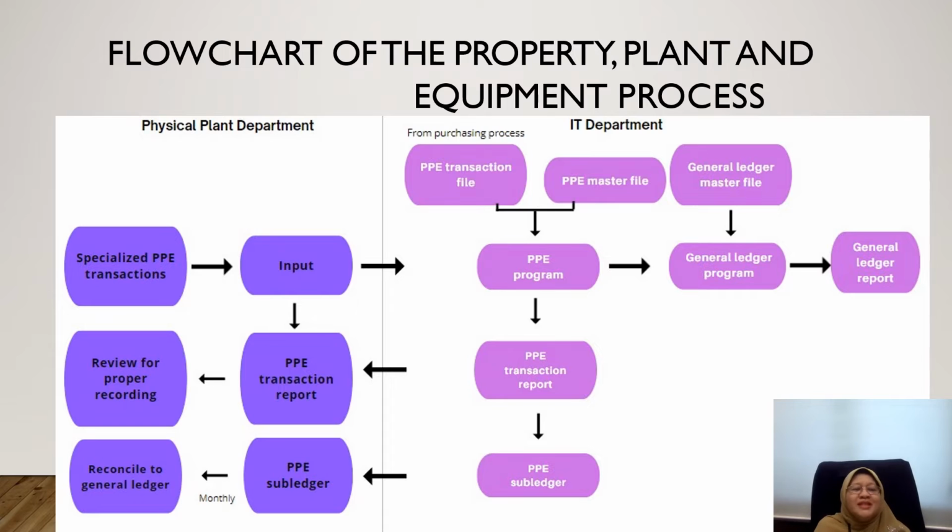is by using a flowchart. The flowchart, as you see in these slides here, will show the flow of how it is being recorded in the organization. For example, in the case of property, plant and equipment, how it is being recorded into the subledger before it goes to the general ledger. If an asset was disposed of, then it will be updated in the respective ledger accordingly.